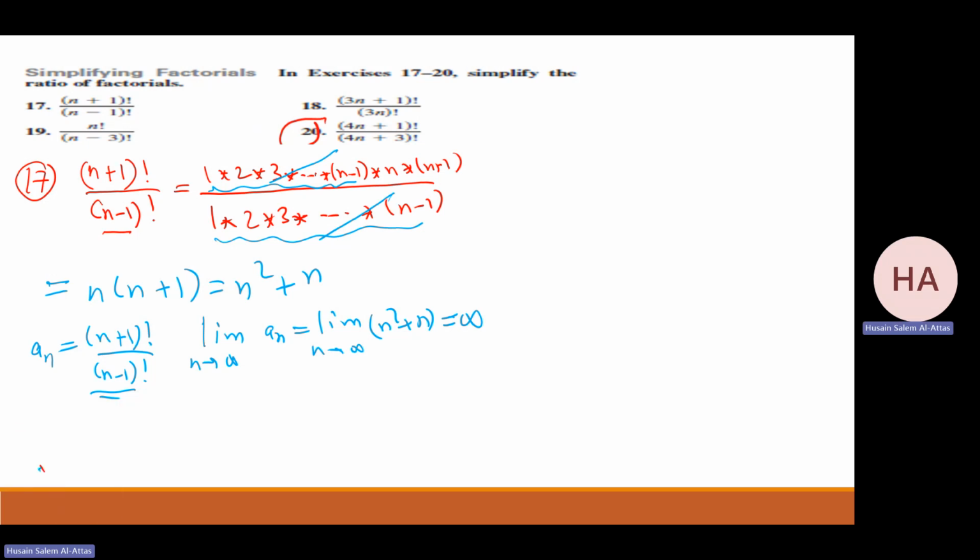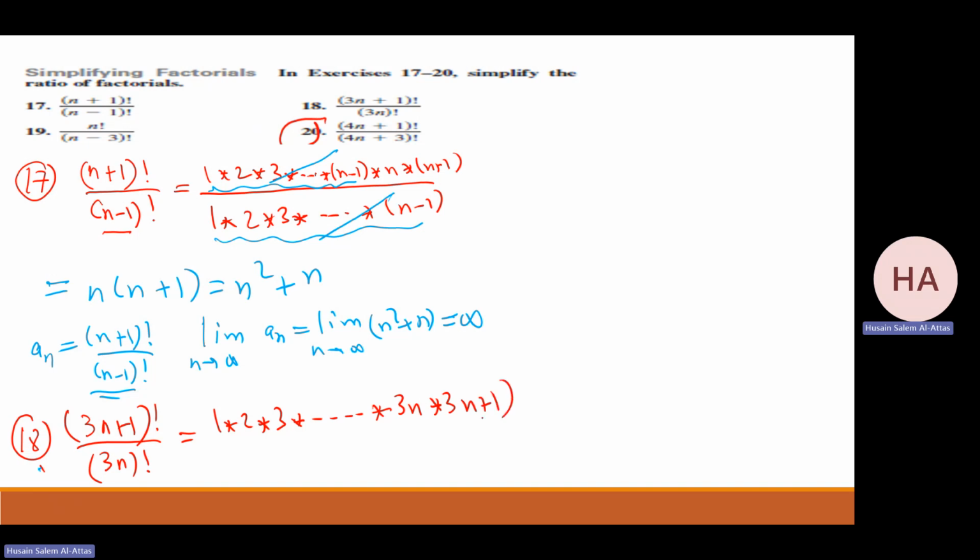Okay. But in this question, he just wants you to rewrite the expression: (3n plus 1) factorial over (3n) factorial. That will be 1 times 2 times 3 until you reach 3n, times 3n plus 1, over 1 times 2 times 3 up to 3n. Very clear, this cancels with this. I have 3n plus 1, which is an easy one.